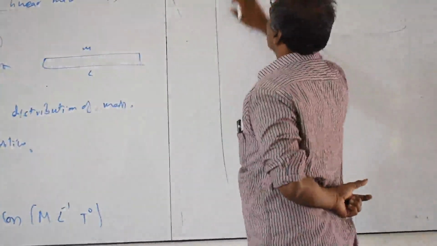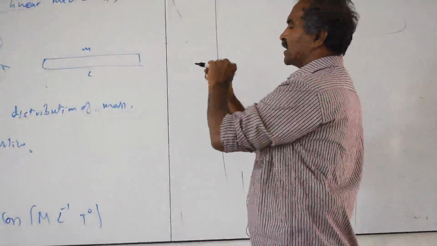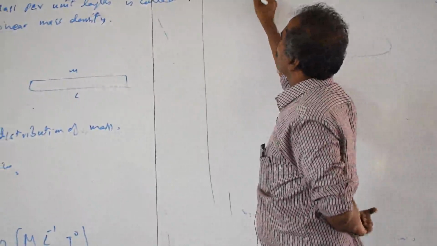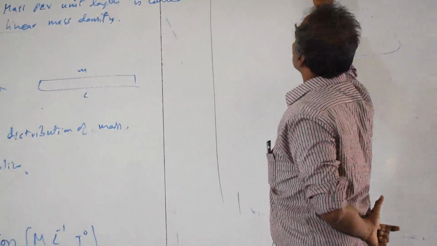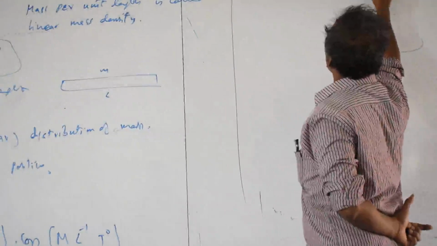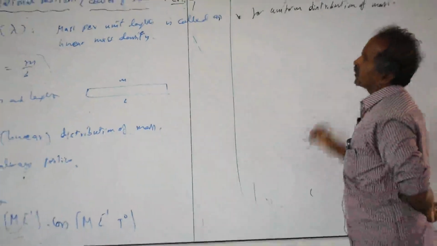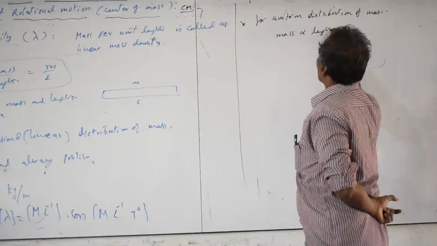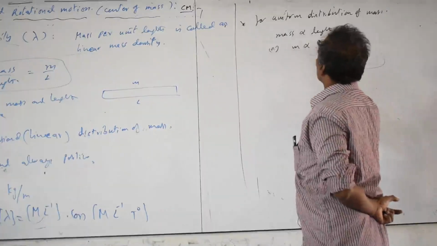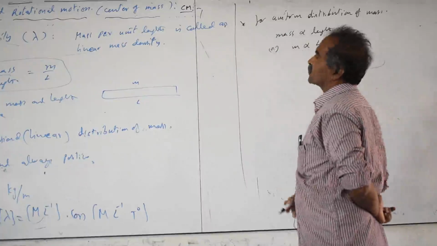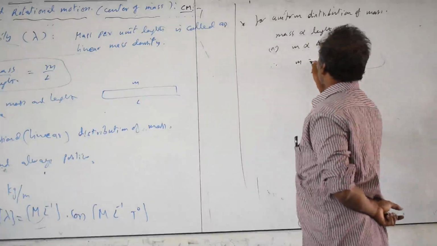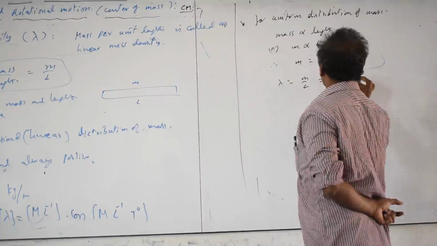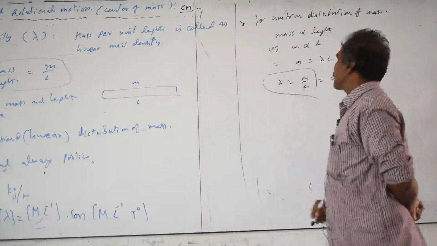Next, if there is uniform distribution, the mass along the length has the same thickness everywhere, that is called uniform distribution. For uniform distribution of mass, mass is proportional to length, that means m is proportional to L. If you remove the proportionality, you will get a constant. Therefore, m equals lambda into L, or lambda equals m by L is constant, called the proportional constant. That is what we have taken as linear mass density.